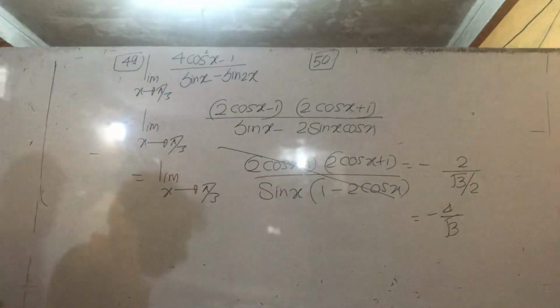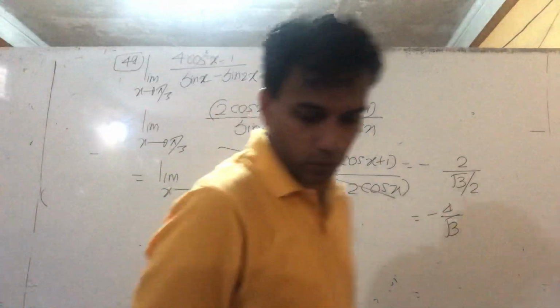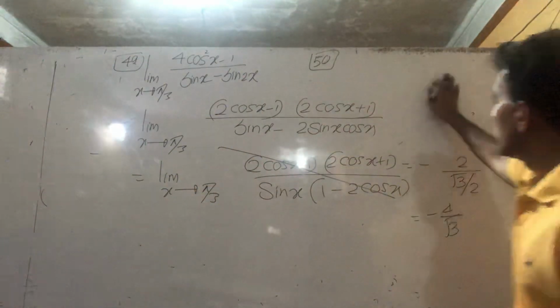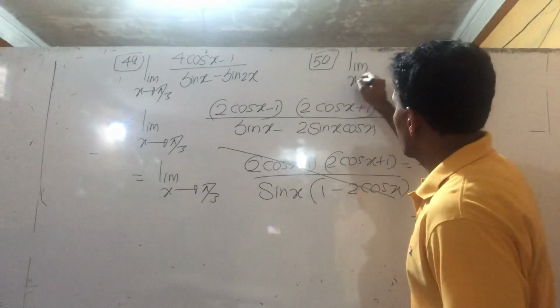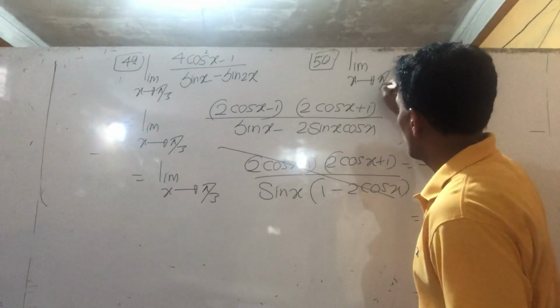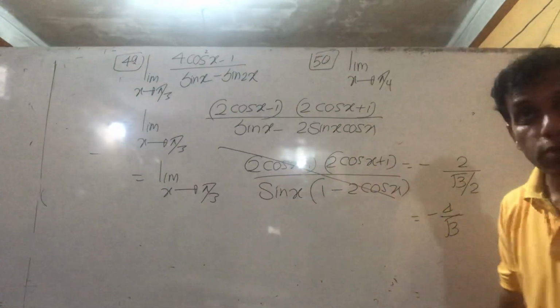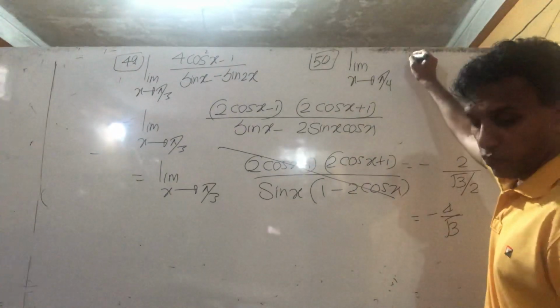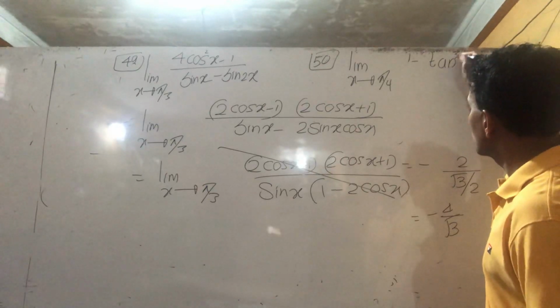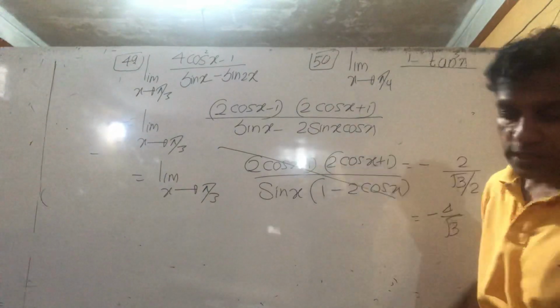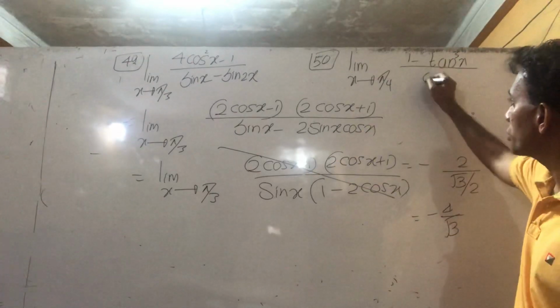Next, question number 50. That is limit x approaches pi by 4 of 1 minus tan cube x over cos 2x.